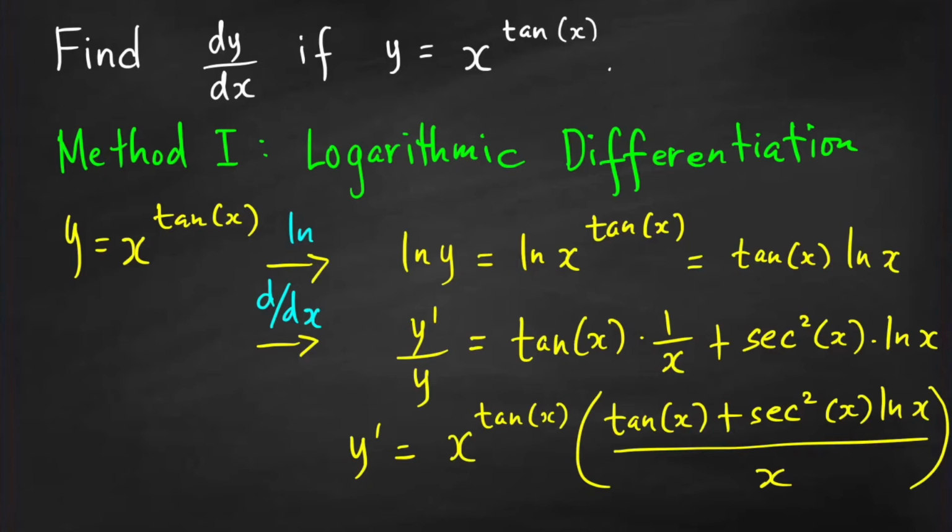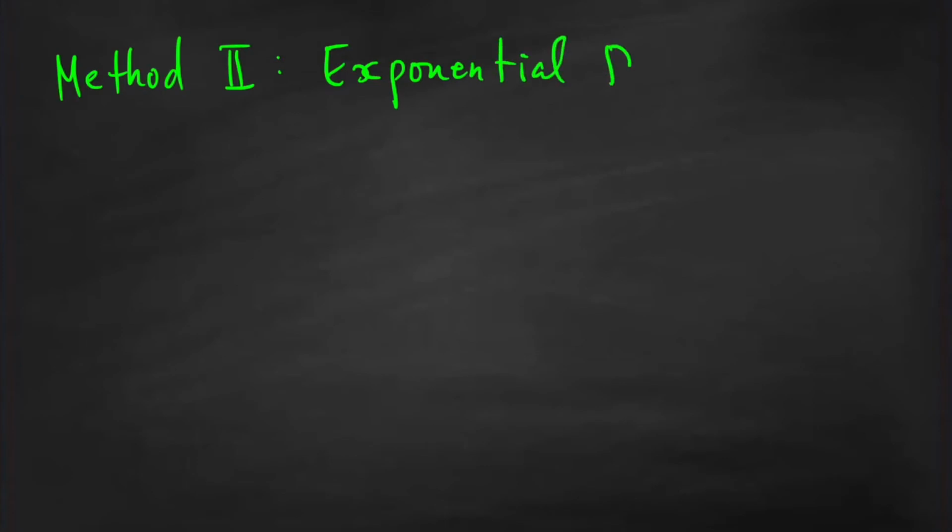Now let's find the derivative in a different way. This time, let's use the method which we call exponential differentiation. This is our second method.